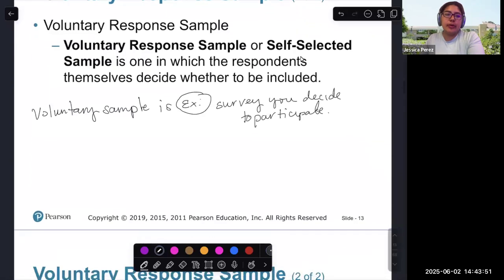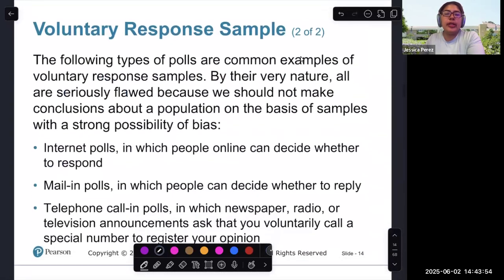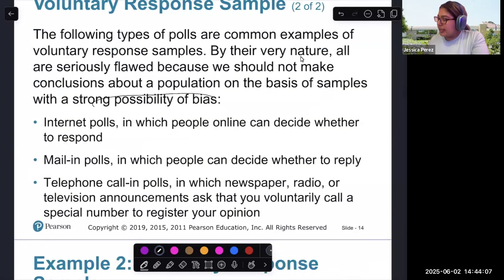Okay, self-selected sample. The following types are commonly examples of a voluntary response sample, which by their nature are seriously flawed in drawing conclusions about a population on the basis of the sample. The difference is that when there's a voluntary sample, there is a strong possibility of being biased. People that feel very strongly about something will have a bias towards one side or the other. So for example, an internet poll is where you decide to participate, yes or no. A mail-in poll, and let's say, for example, people who are voting. There are a lot of people that are biased and do want to vote, and they do all their surveys.